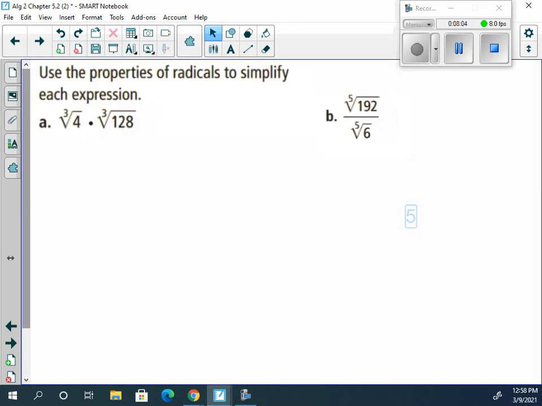All right, let's go to the next one. The cubed root of 4 times the cubed root of 128. We'll go on and plug that in, see if it gives us a nice answer. And it does, doesn't it? So it works out that some of these here, we can plug them in. If it gives us a nice answer, then we're done.